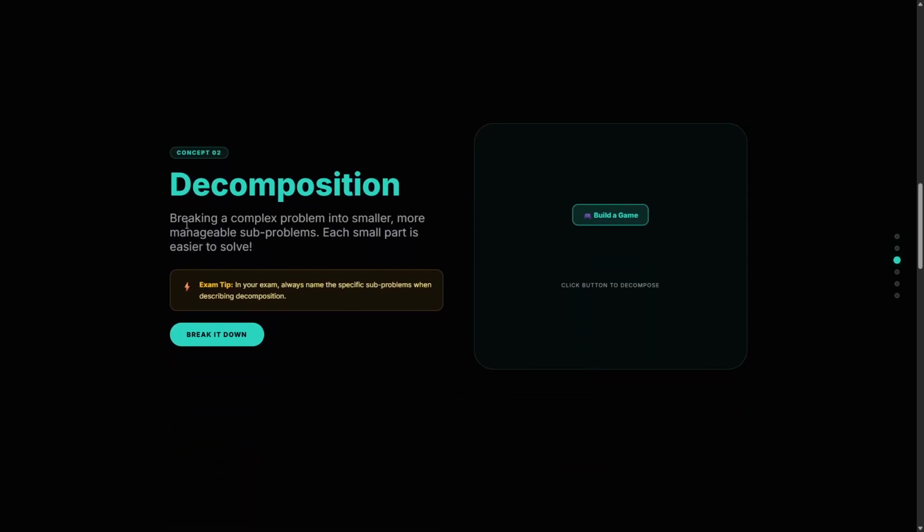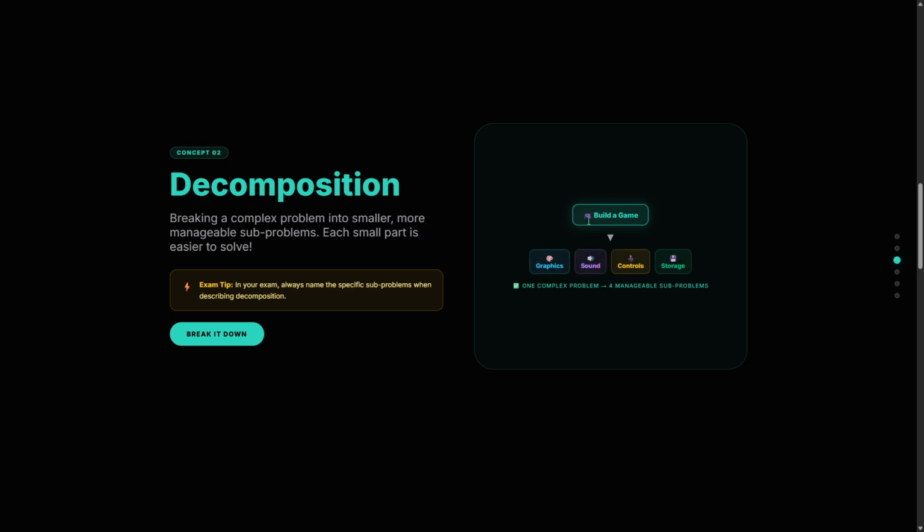Decomposition: breaking a complex problem into smaller, more manageable sub-problems. Each small part is easier to solve. In your exam, always name the specific sub-problems when describing decomposition.